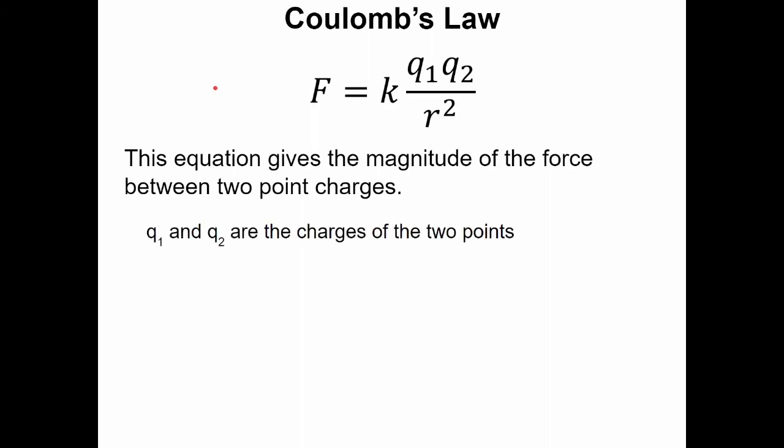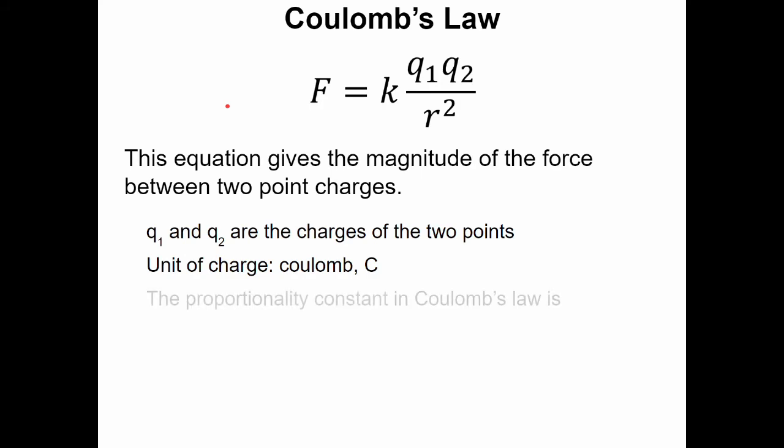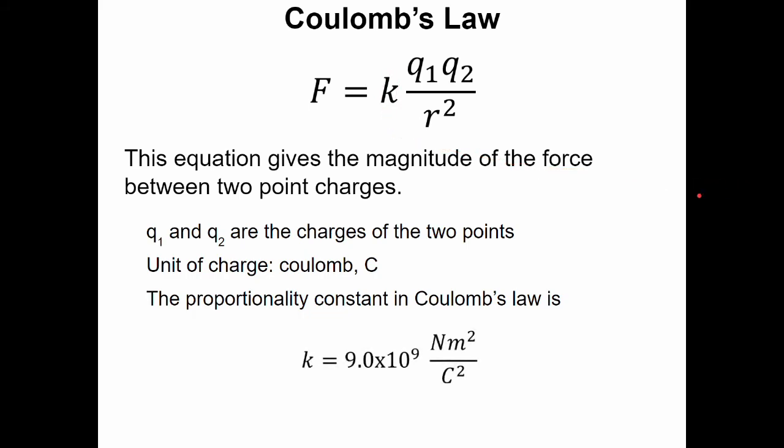Q1 and Q2 are the charges of the two points. Please note that they are multiplied together in the numerator. They are not added. The unit of charge is still coulombs. The proportionality constant k is 9 times 10 to the 9th newton meter squared per coulomb squared. That is a constant on your reference table.